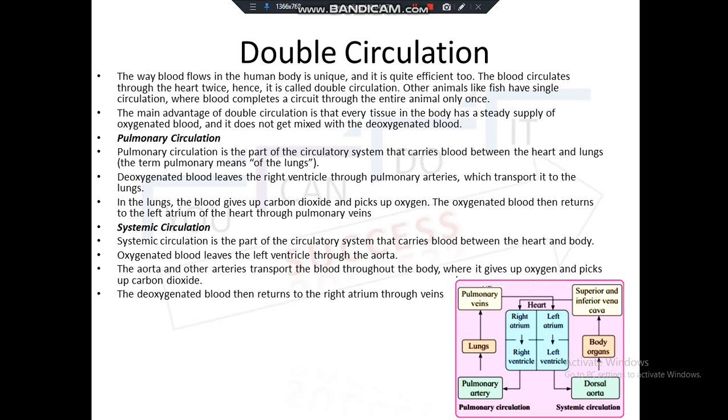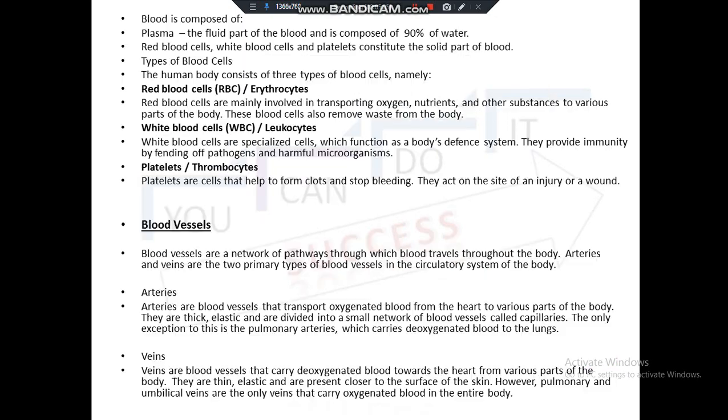Similarly, pulmonary veins contain oxygenated blood because the blood has reached the lungs and has become enriched with oxygen, and then it is moving into the pulmonary veins, which finally reaches the left atrium. So the left atrium contains oxygenated blood. Alright, I hope this was clear.